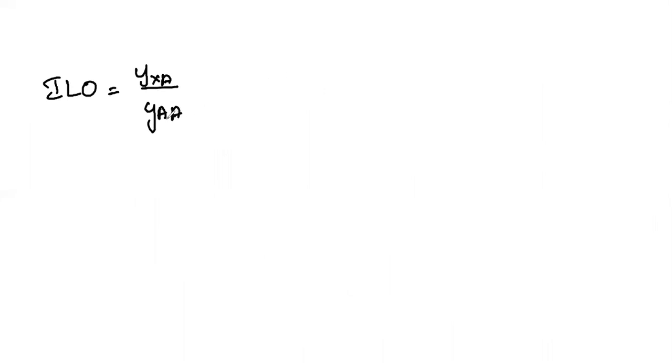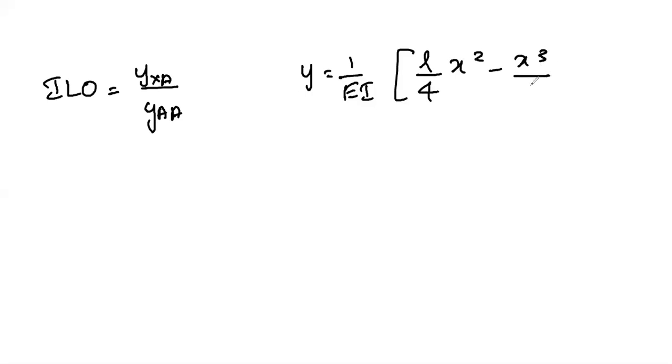To get the value of this, I am going to make the value of x equal to 0, because in the equation y equals 1 by EI into (L by 4 x square minus x cube divided by 6 minus L cube divided by 12). This is the general equation for the deflection, when the unit load is applied at the point A, the deflection occurring at the point X.